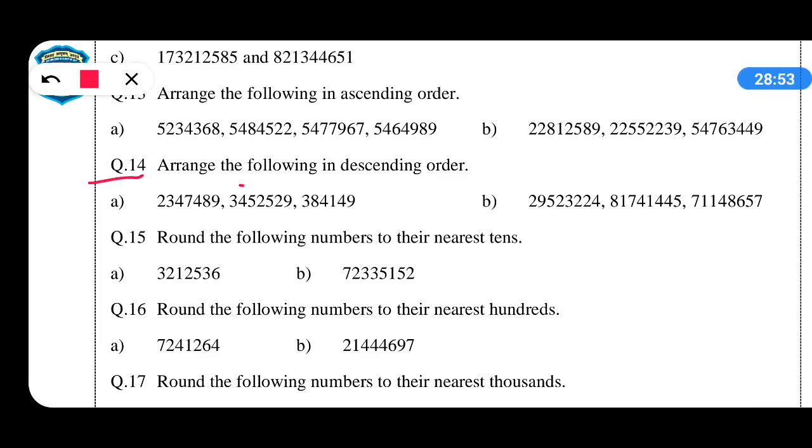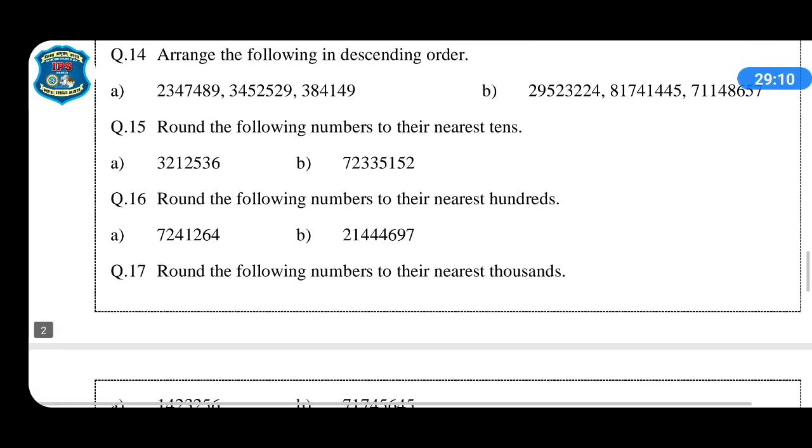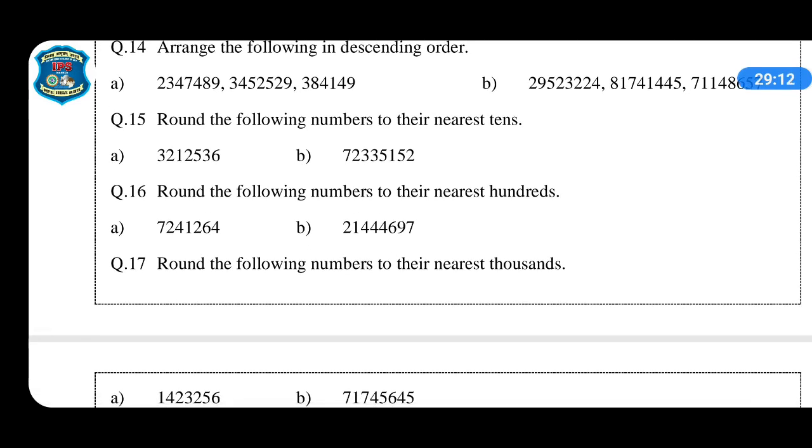The next question is same. You have to arrange in descending order. Descending means, yes, bigger to smaller, बड़े से छोटा. So you have to arrange in descending order. So you have to do this question number 14 also by yourself, right? Now let us see the 15th question.